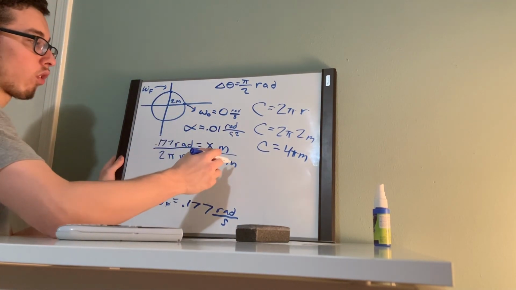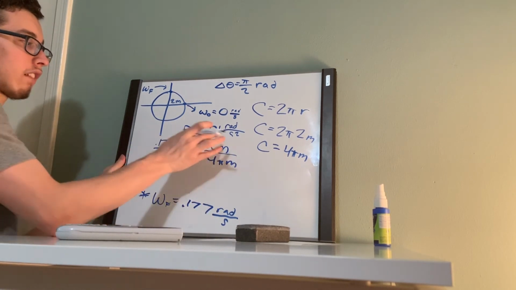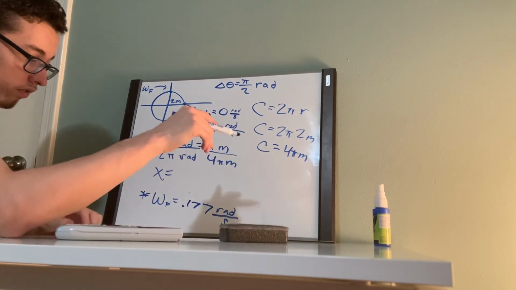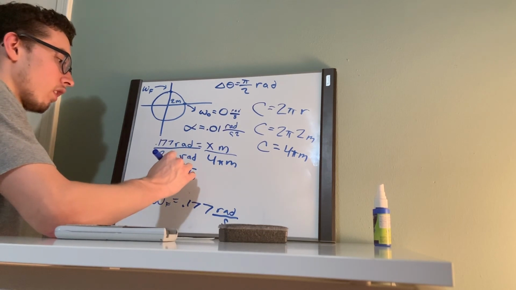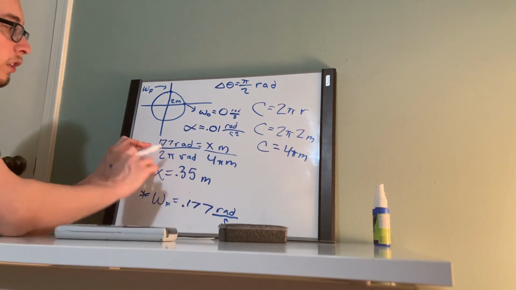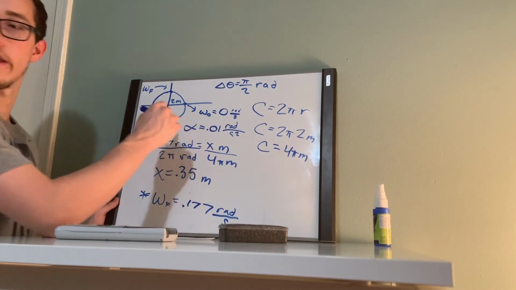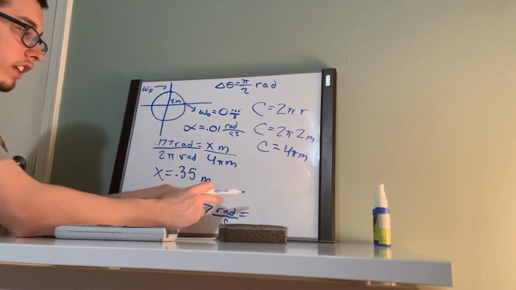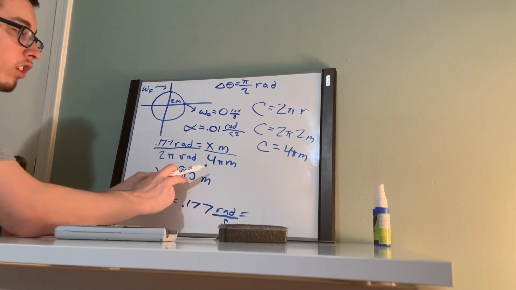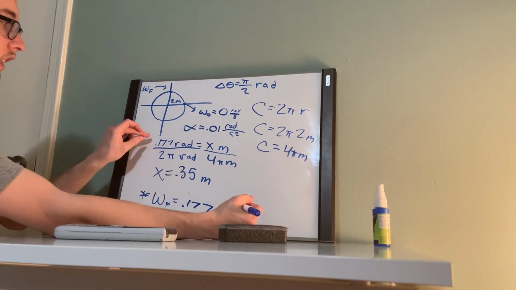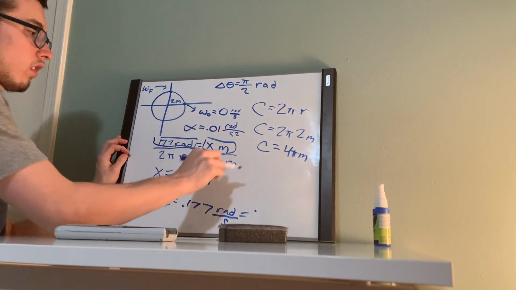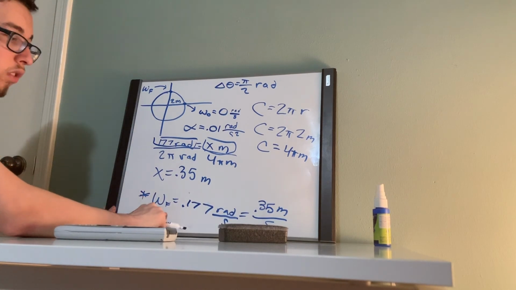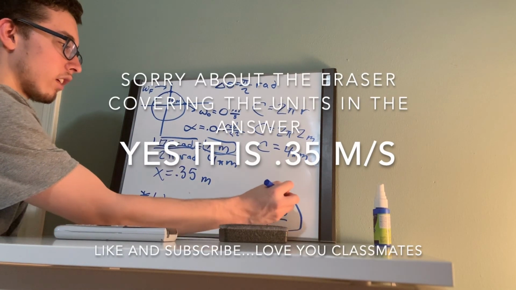2 pi radians is to 4 pi meters. They are equal, so these have to be equal as well. So cross multiply, and you should get a value of 0.35 meters. That's how much 0.177 radians is. And the question is asking for our velocity. So 0.177 radians per second is equal to 0.35 meters per second, because we saw that these right here are equal. So 0.35 meters per second is what our final linear speed is. And that's how you do that problem. So that's the answer.